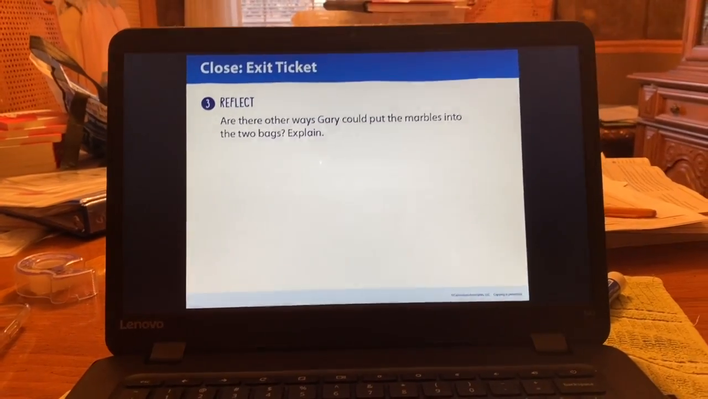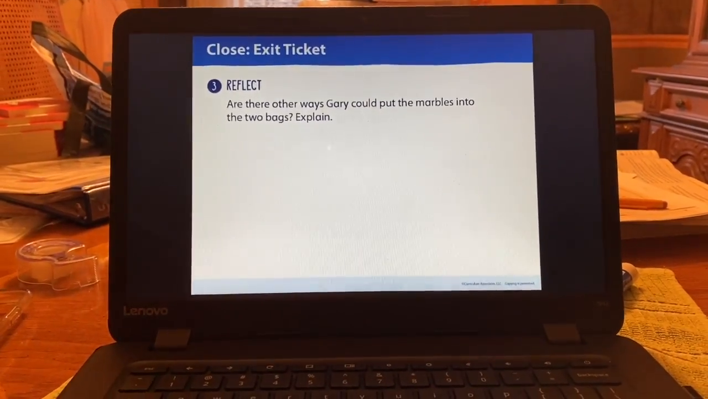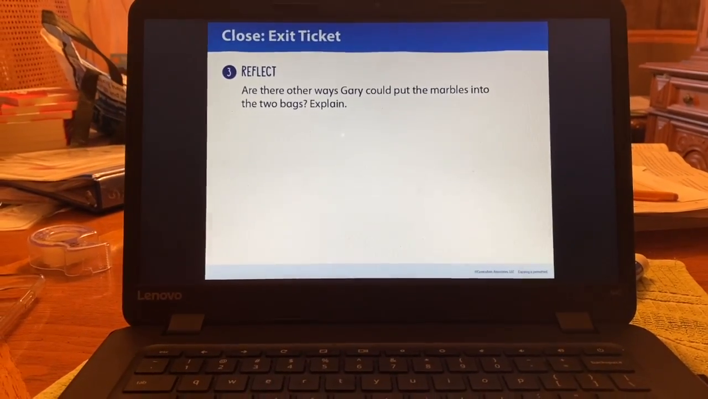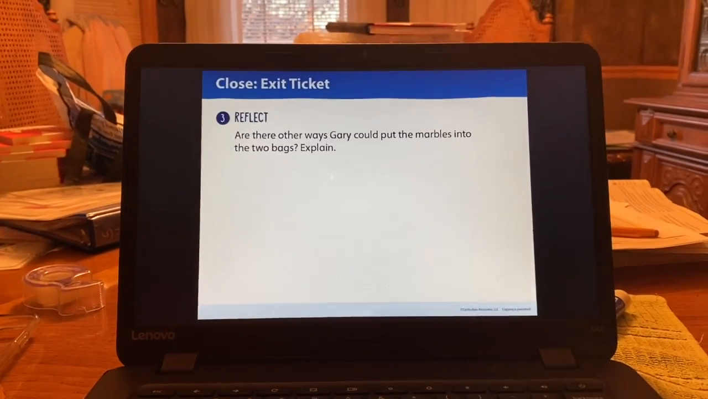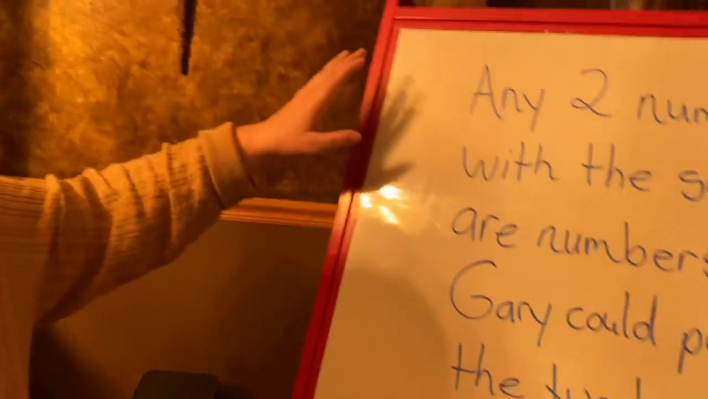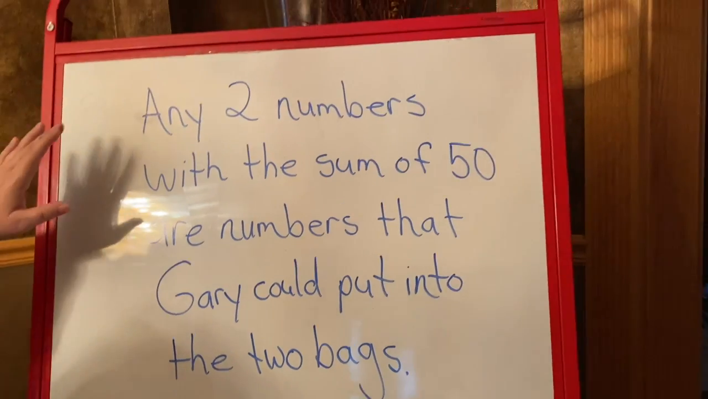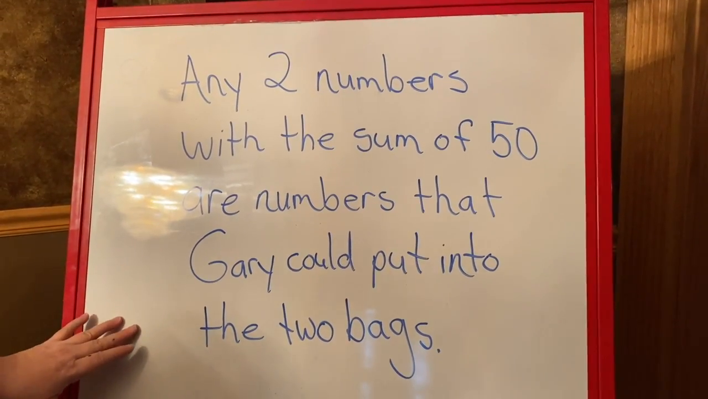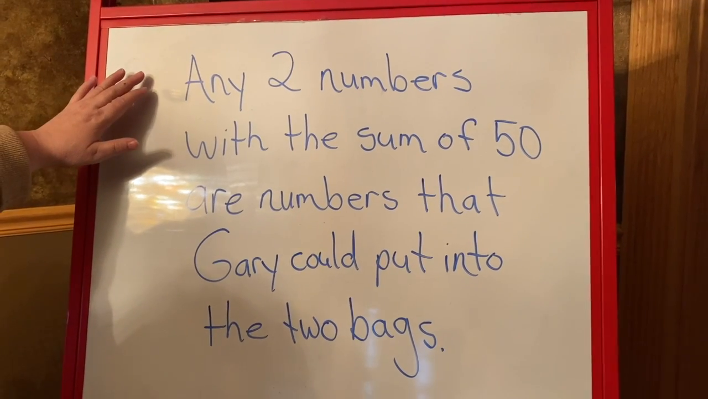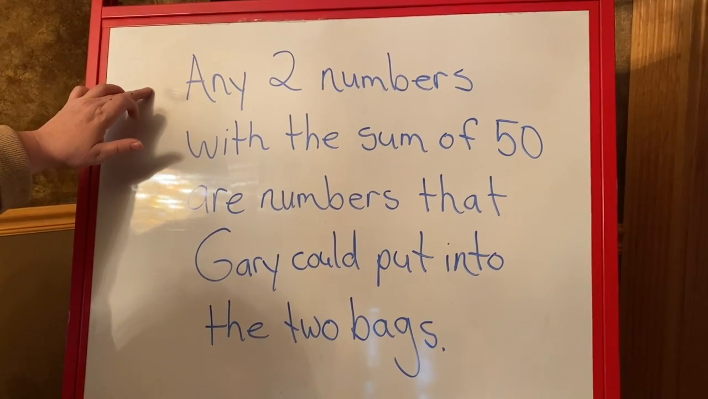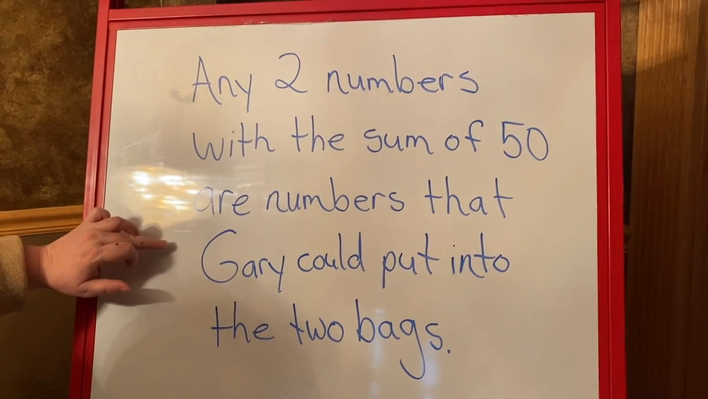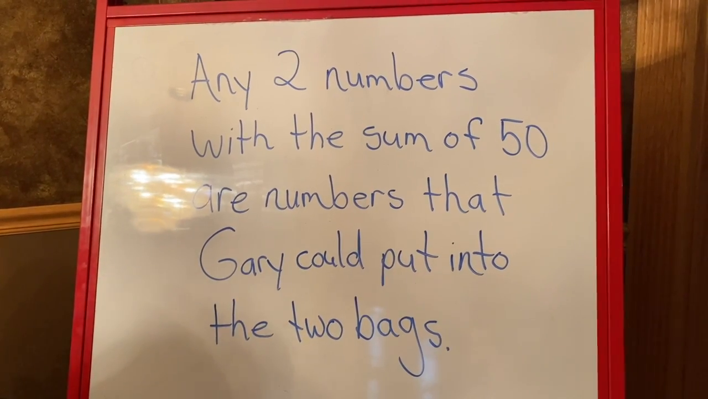Okay, number 3, reflect. Are there other ways Gary could put the marbles into the 2 bags? Explain. So they want you to write in words here what you're going to do. So remember how I said in the previous problems, any 2 numbers with the sum of 50 are numbers that Gary could put into the 2 bags. So I would write these on the lines. Any 2 numbers with the sum of 50 are numbers that Gary could put into the 2 bags.